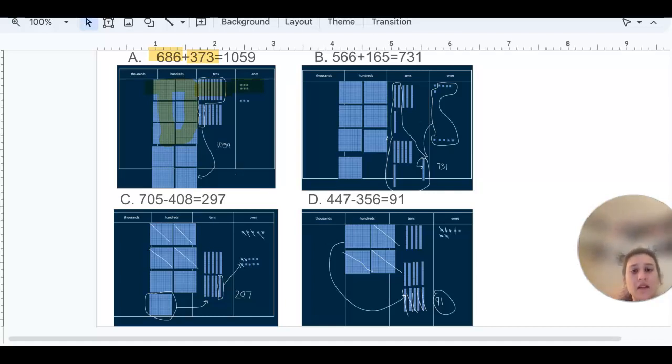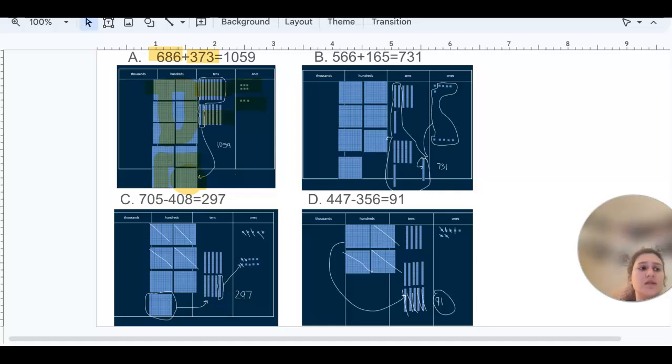Then, in order to add the 373, I put 3 blocks in the hundreds column, 7 blocks in the tens column, and 3 blocks in the ones column. I then noticed that I had more than 10 in the tens column, so I moved that over and got an extra hundreds block here.